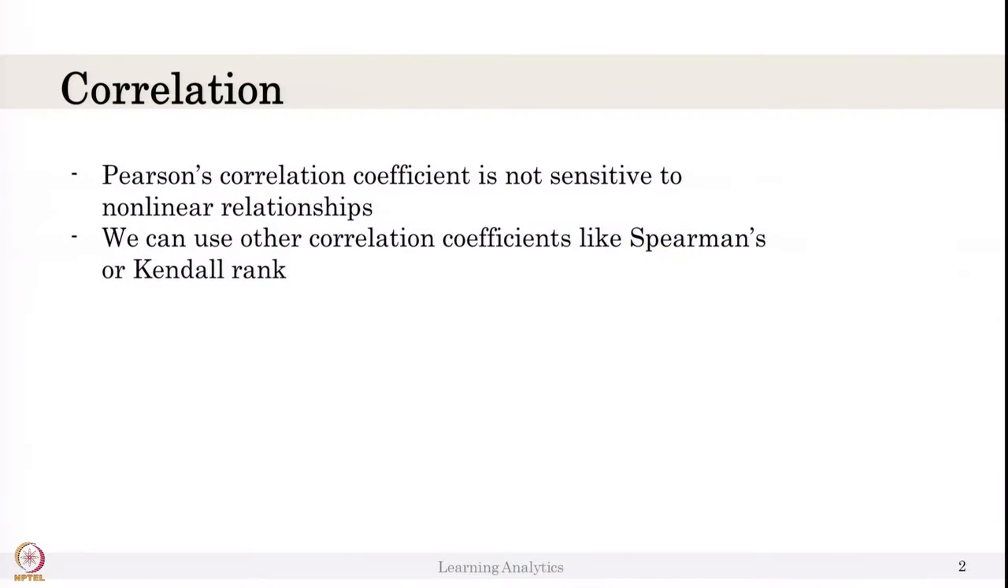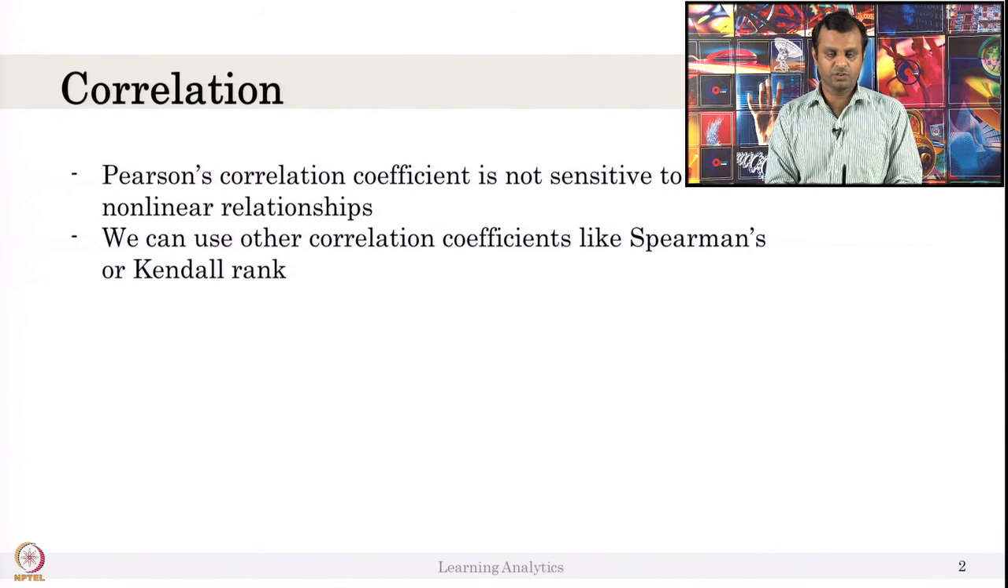In this video, let us look at what Spearman's rank correlation is, because we know the limitations of the Pearson correlation coefficient. We see that the Pearson correlation coefficient is not sensitive to nonlinear relationships. For this kind of data, we can use other coefficients like Spearman's or Kendall's rank. Let us look at Spearman's in this course. I am not going to discuss Kendall's rank because that would be too much talking about correlation only in this course, but let us have a feel of what Spearman's rank correlation is.